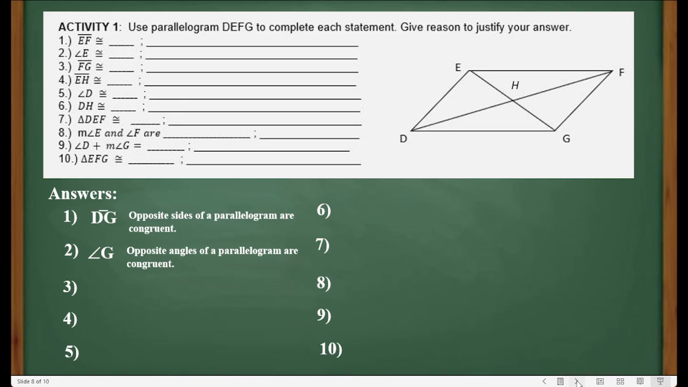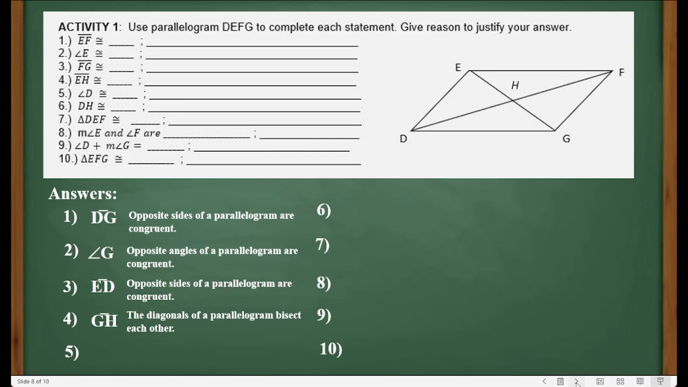Next, segment FG is congruent to segment ED. Why? Again, opposite sides of a parallelogram are congruent. Next, number 4, segment EH is congruent to what? Segment GH. Why? The diagonals of a parallelogram bisect each other.